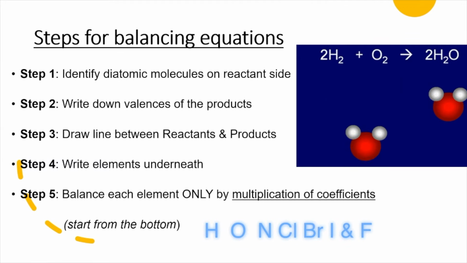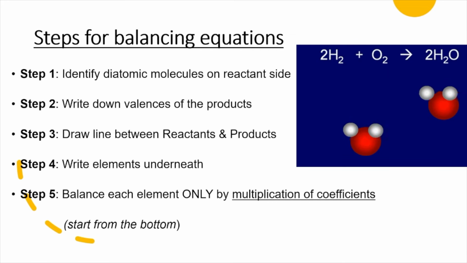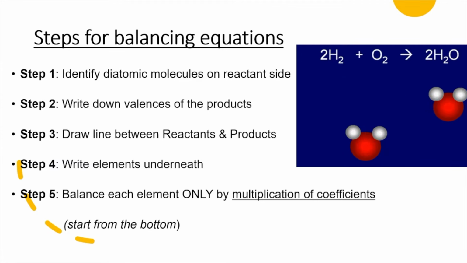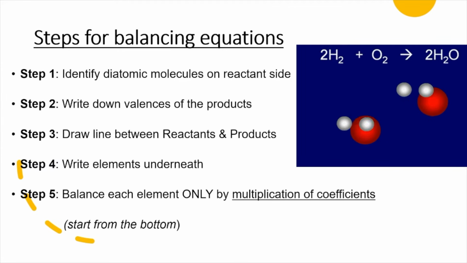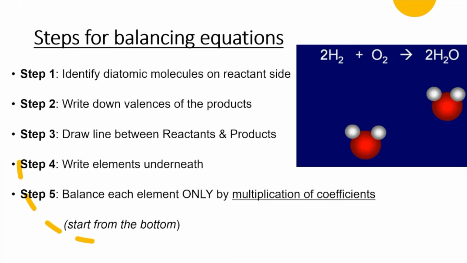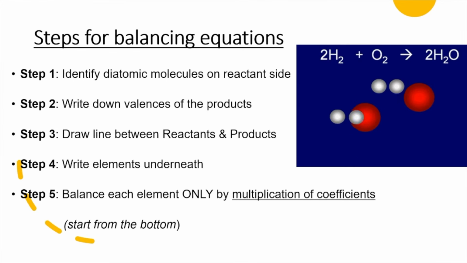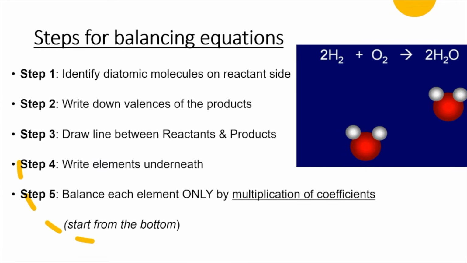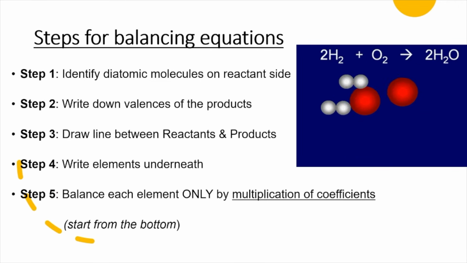Step 2 is to write down the valency numbers of the products. Step 3 is to draw a line between the reactants and the products. This will indicate the difference between where the reactants are and where the products are, so we ensure that we draw the line underneath the arrow. Step 4 is to write the elements underneath the arrow, underneath the equation, with the elements of the reactants underneath the reactant side and the elements of the compound of the product under the product side.